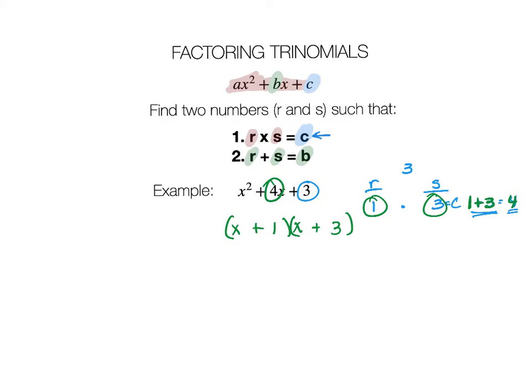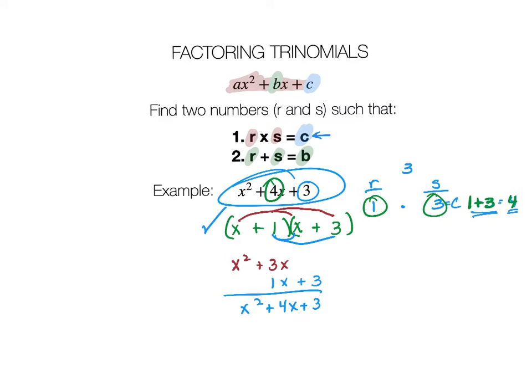Now, when these problems get more complicated, what you're continually doing at the very end is you go back and you check it really quick. You can either do it mentally, x times x times 3, or you can just work it out really quick, 1 times x and 1 times 3. x squared plus 4x. Yeah, it does equal the original problem, so we know we are correct. So our final answer would just be x plus 1 times x plus 3.